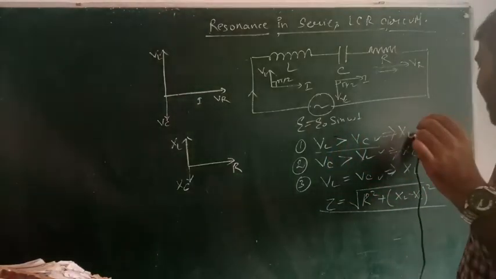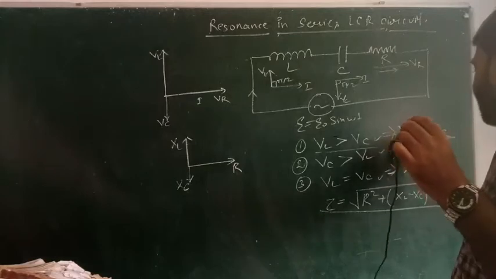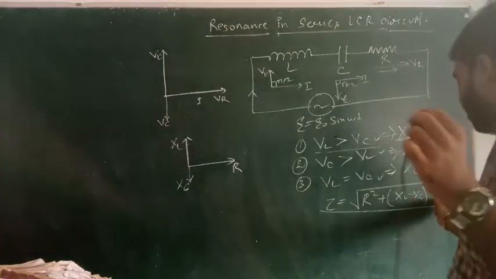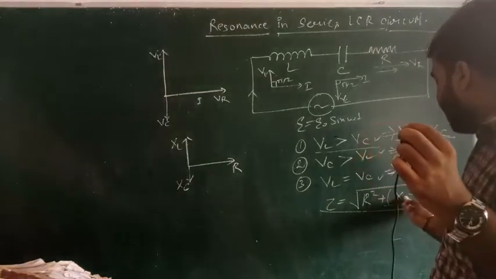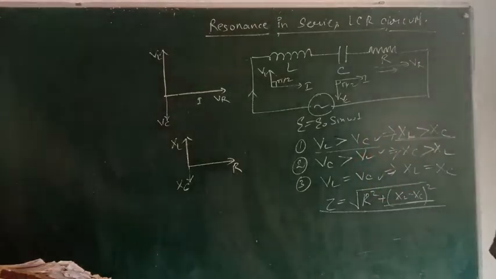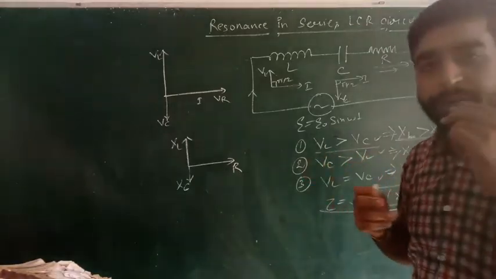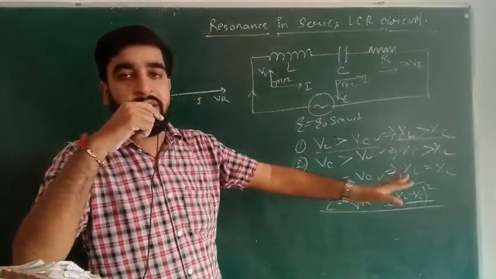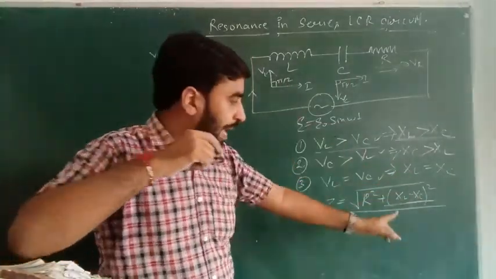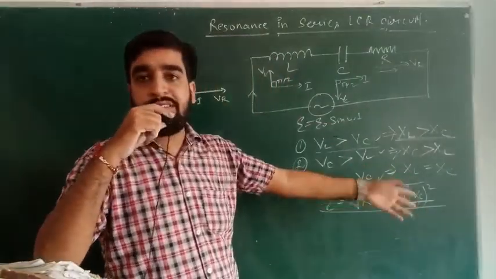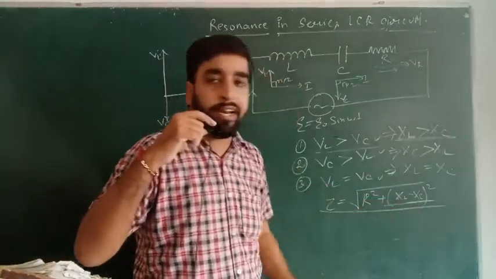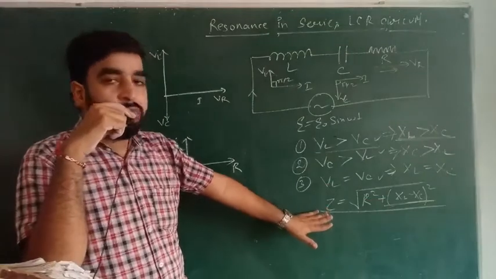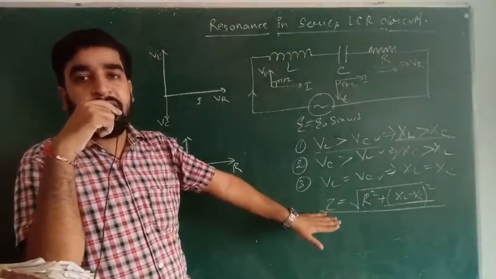So students, if XL is much greater than XC, now come to this number. Suppose XL is 10 and XC is 1. So 10 minus 1 is 9, 9 squared is 81. So this will be a greater number. Overall impedance will be greater or minimum?